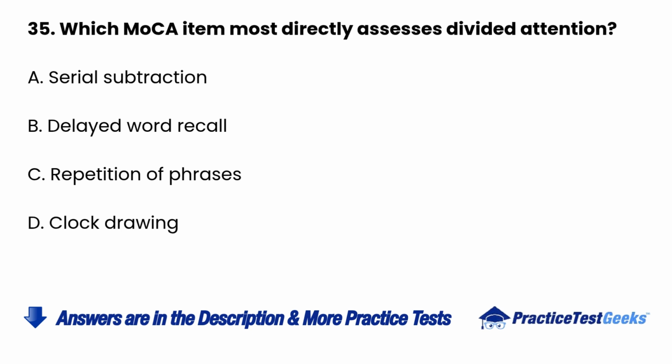35. Which MoCA item most directly assesses divided attention? A. Serial subtraction. B. Delayed word recall. C. Repetition of phrases. D. Clock drawing.